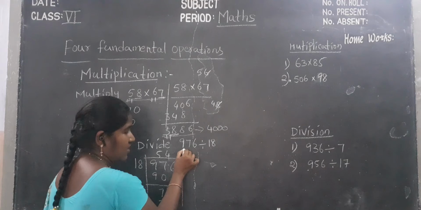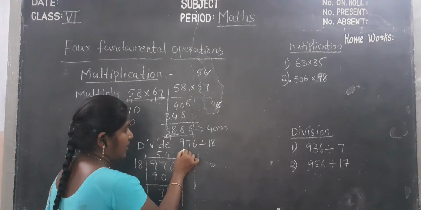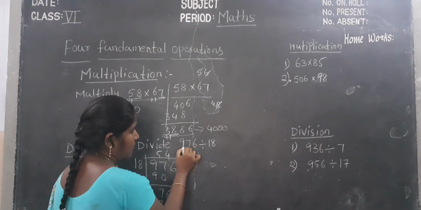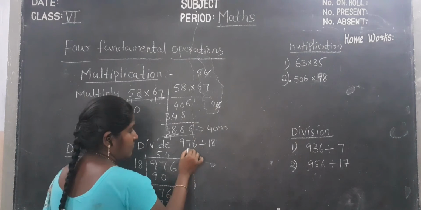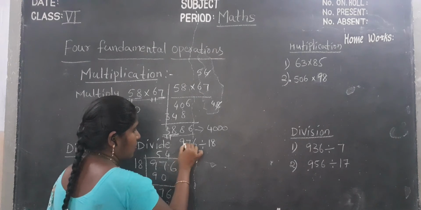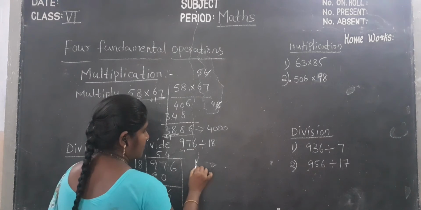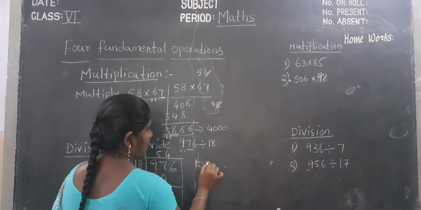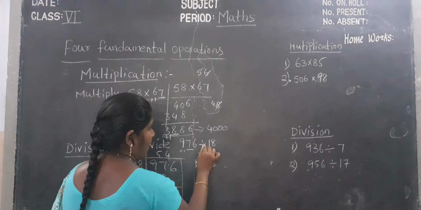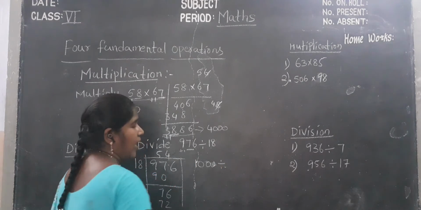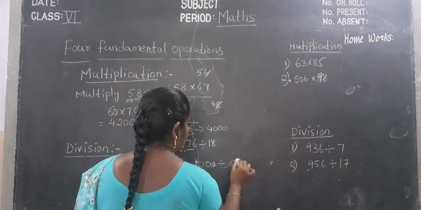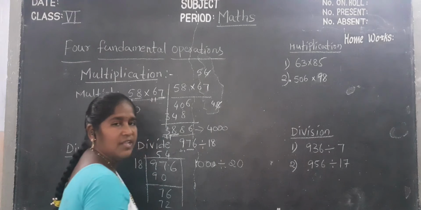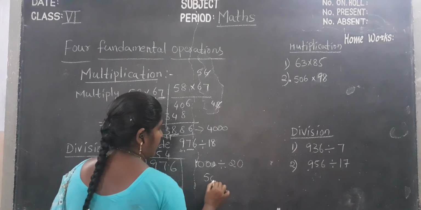976 means this one is nearest to one. We should write the nearest 100. Nearest 100 means 976. Here in the tens place is 7. That one is 7 means we should add plus 1. So 900 means 1000. Okay children, and the division by 18. 18 rounded to the nearest 10 is 20. So 1000 divided by 20 means that one is 50.